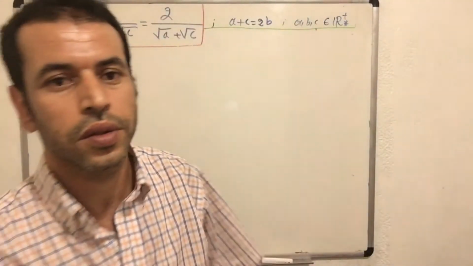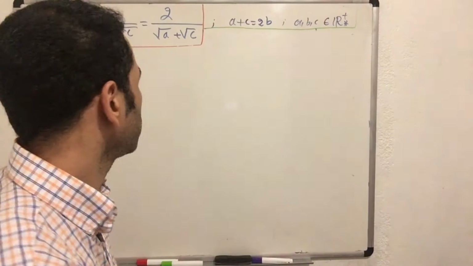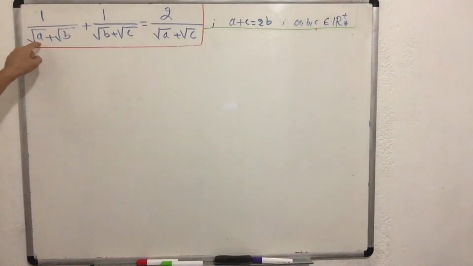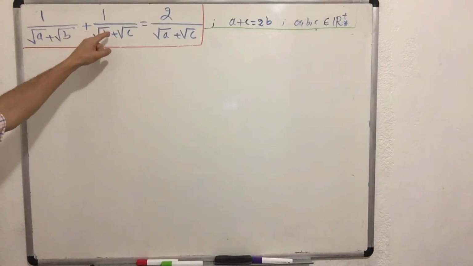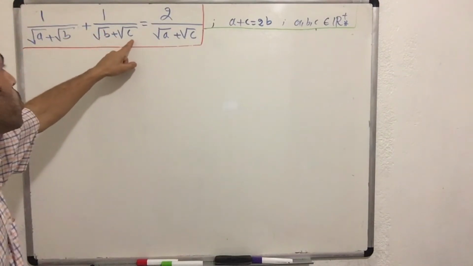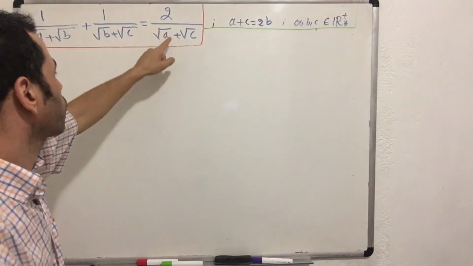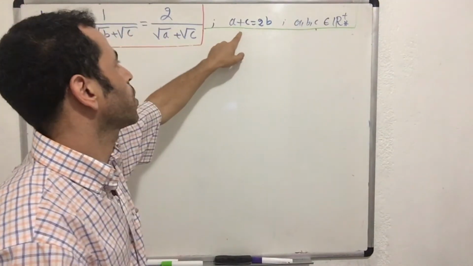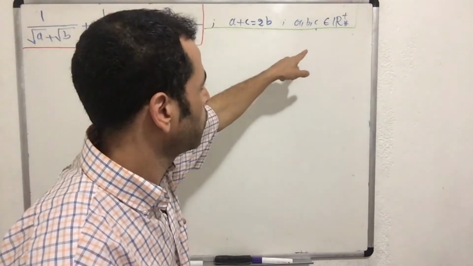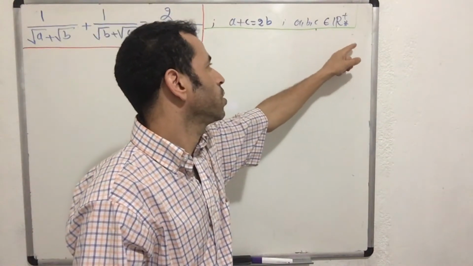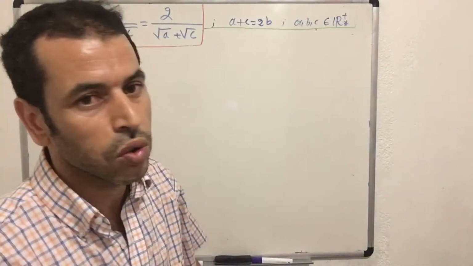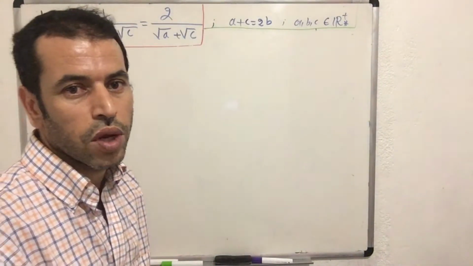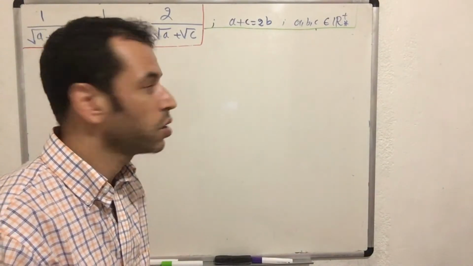Hi, good morning. In this video I'm going to prove this nice equality. We have 1 over square root of a plus square root of b, plus 1 over square root of b plus square root of c, equal to 2 over square root of a plus square root of c. We have the condition a plus c equals 2 times b, where a, b, c are positive real numbers, not including 0. This is the National Math Olympiad of Morocco 2008.